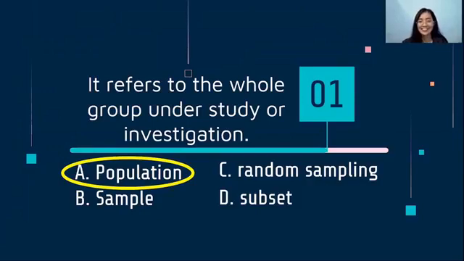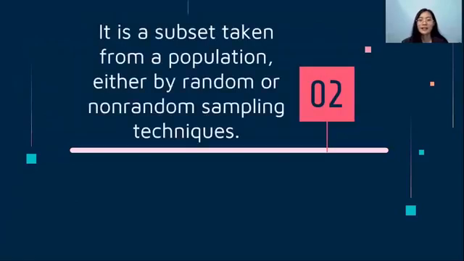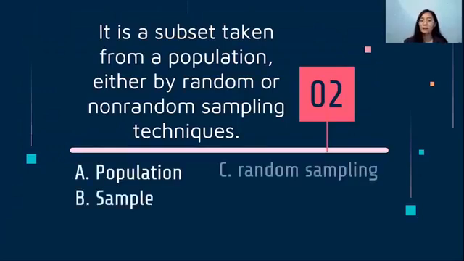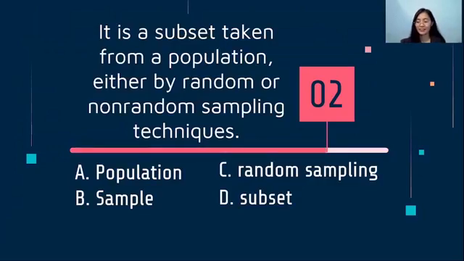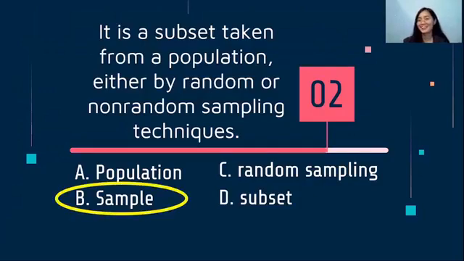Okay, next, number 2. It is a subset taken from a population, either by random or non-random sampling technique. Is it A, population, B, sample, C, random sampling, or D, subset? What do you think? So let's see if you got it right. Okay, time's up. If your answer is B, sample, then you got it right.